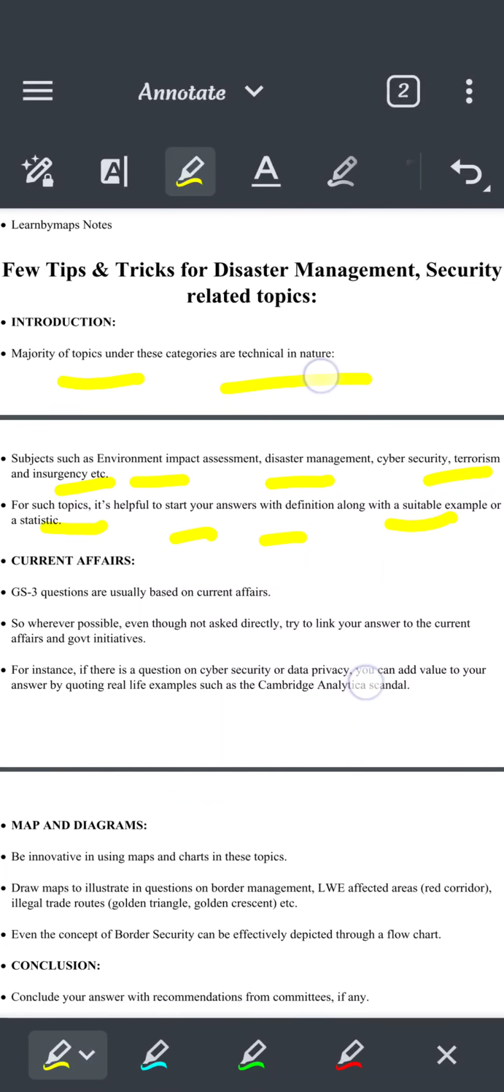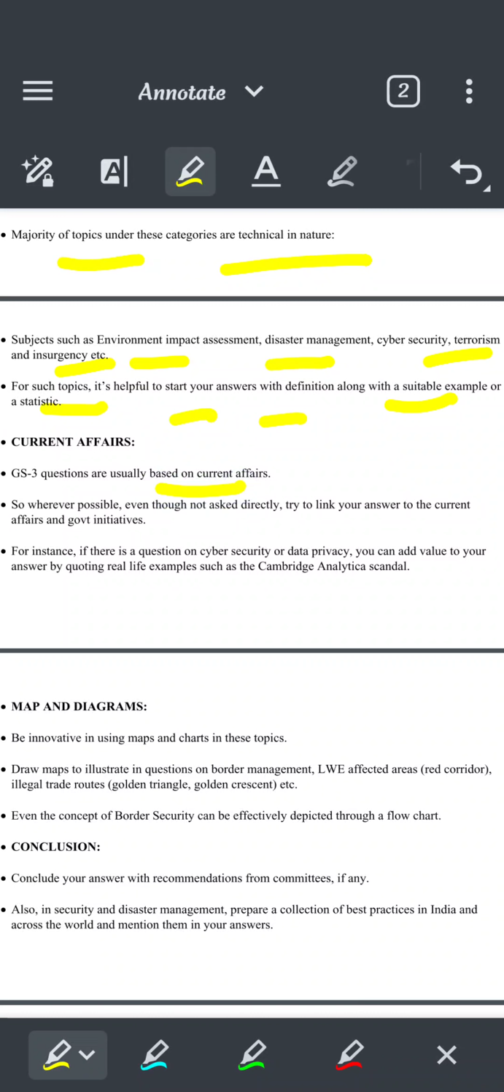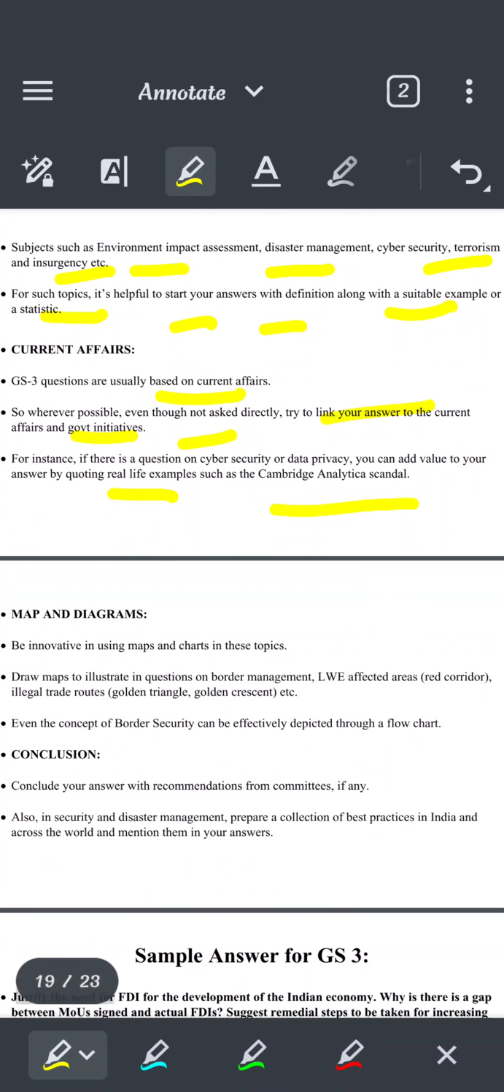Okay, so GS3 questions are usually based on current affairs. So wherever possible, even though not asked directly, try to link your answers to the current affairs and government initiatives. For instance, if there is a question on cyber security or data privacy, you can add value to your answer by quoting real life examples such as the Cambridge Analytica scandal. In this manner you can use the current affairs in the static topics questions to fetch better marks.